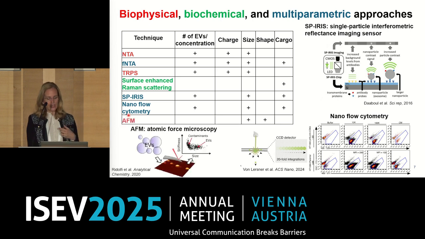And of course, we can use AFM that can tell us something about not only the shape and size of the vesicles, especially in the Z direction, but this is one of those unique techniques that can tell us something else, and that's the stiffness of vesicles.